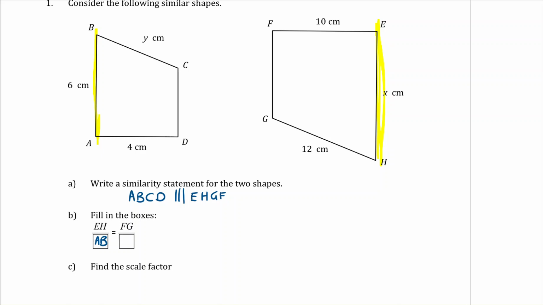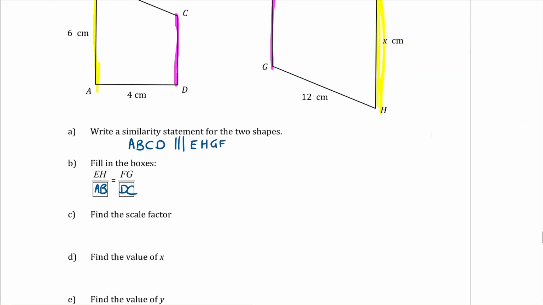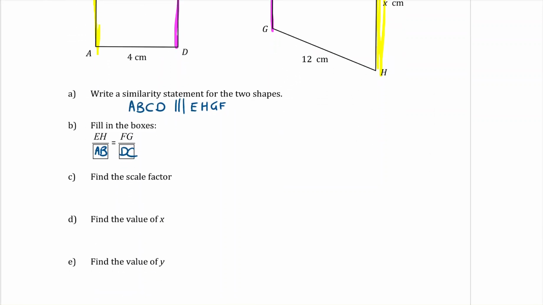Okay, then FG would be that one. It's going to match this one, but what way do I write the letters? DC, excellent. Okay, so we're comparing the side lengths. Now we want to find a scale factor. So that's how much larger or how much smaller we've made that shape.